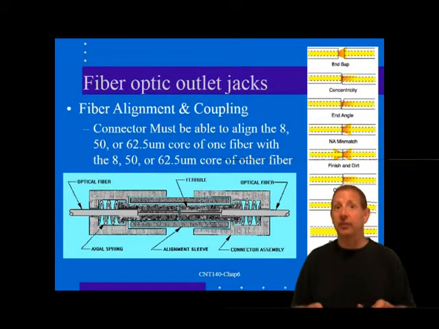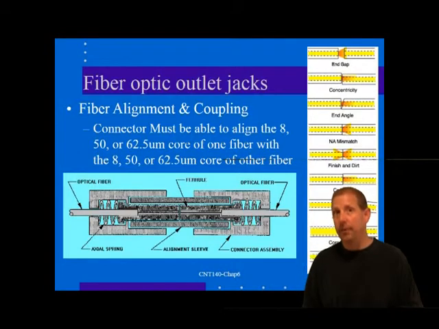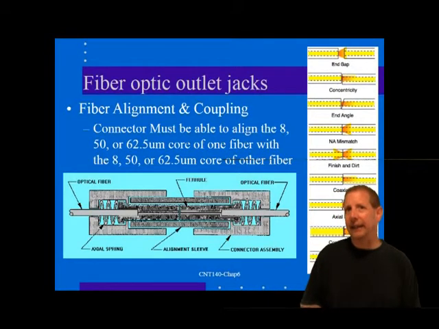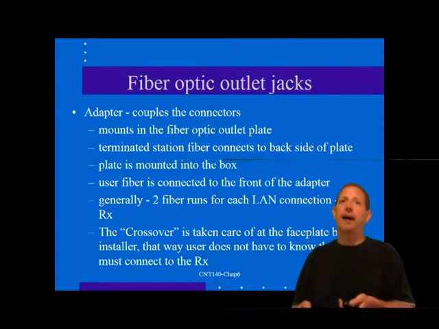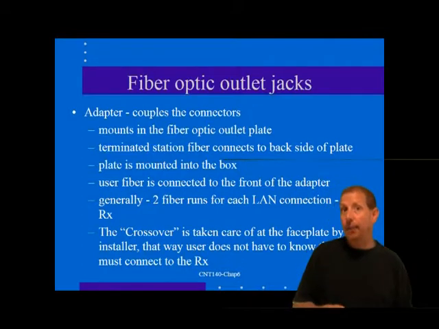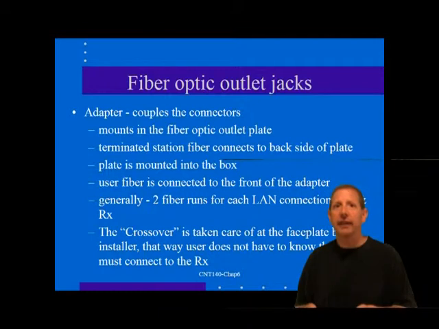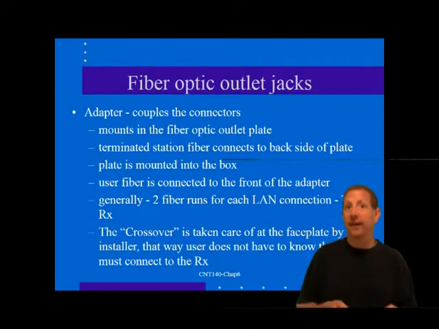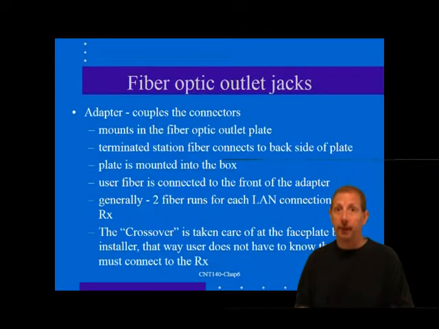In fiber optics, this coupling device is called an adapter rather than a connector because it does not actually terminate any fibers. It mounts in the fiber optic outlet plate much as a coax bulkhead barrel adapter does in coax systems. The fiber adapter provides a keyed location where the termination station fiber connects on the back side of the outlet plate. The plate is then mounted in the fiber optic outlet box.